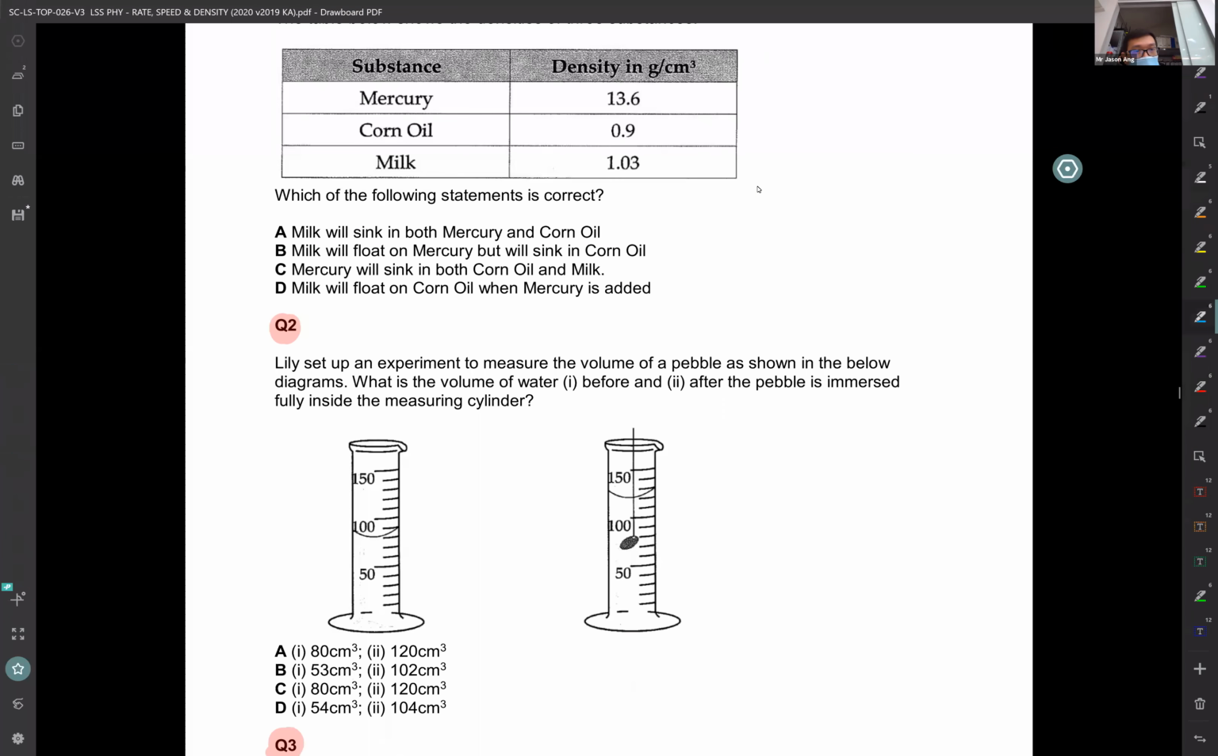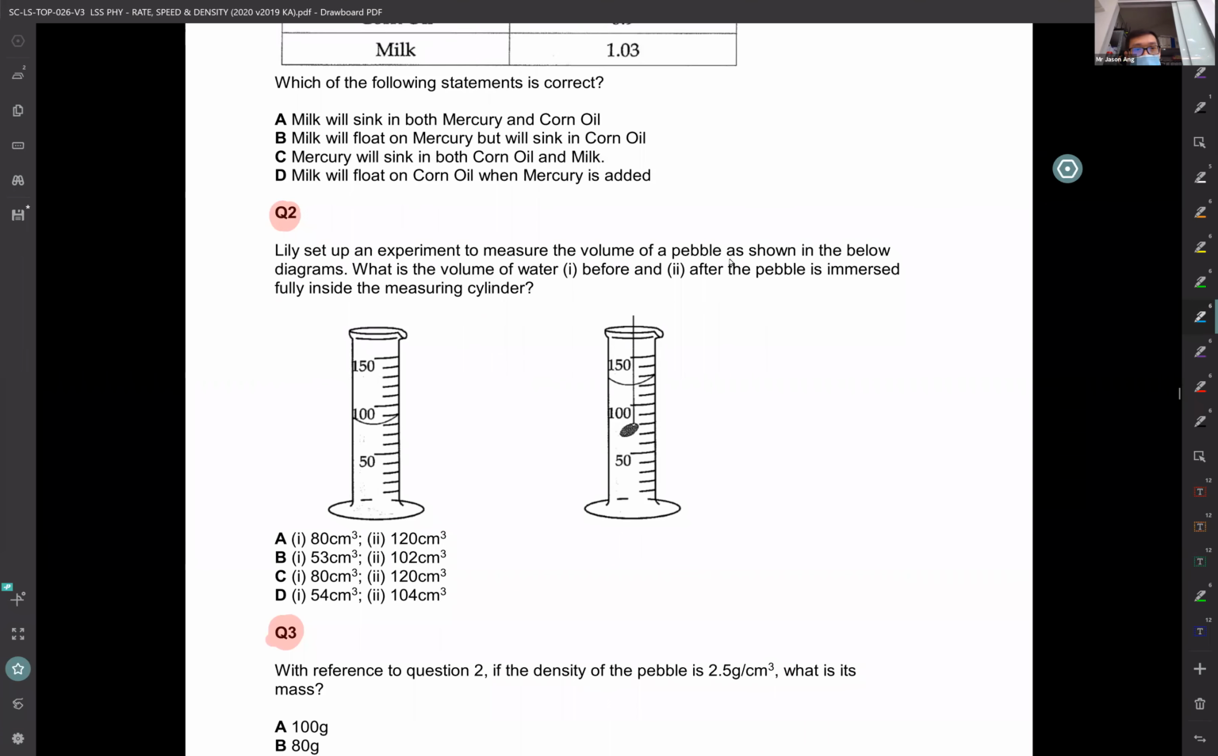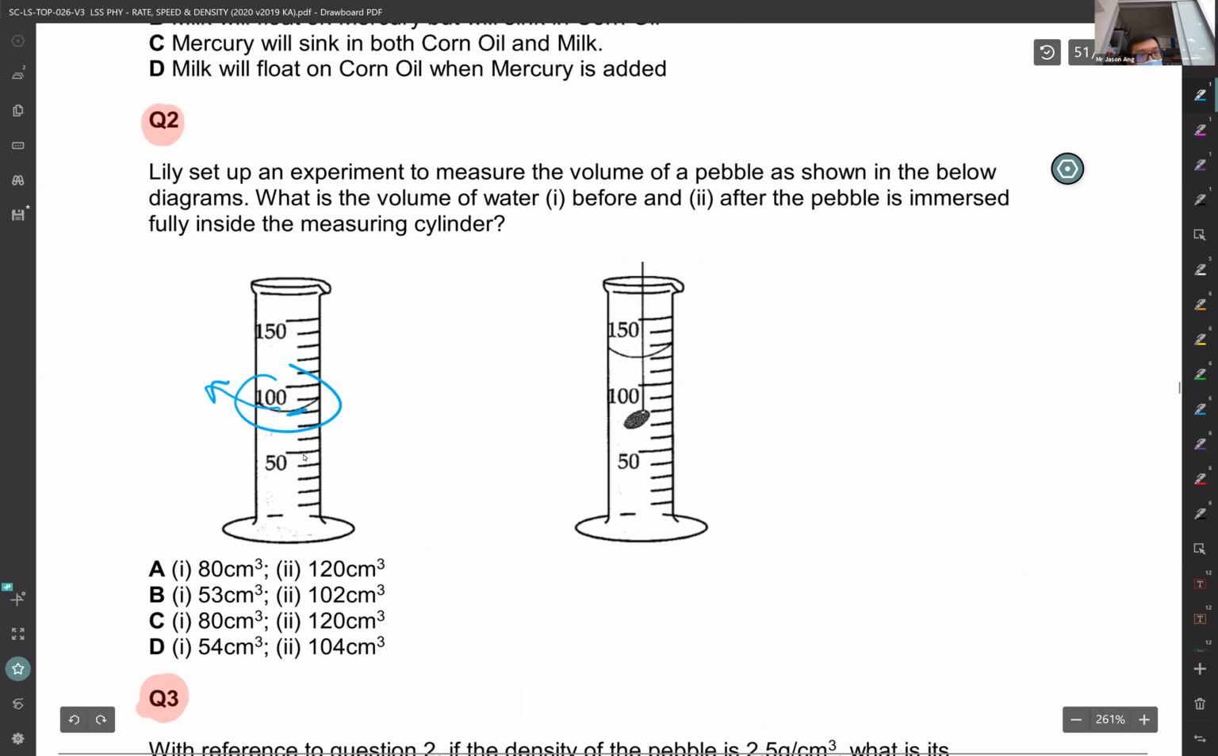Let's start looking at the questions. Number 2. So to measure the volume of the pebble, you see before you measure anything, this reading here, what is it? Let me make it larger for you. This is 50, 60, 70.